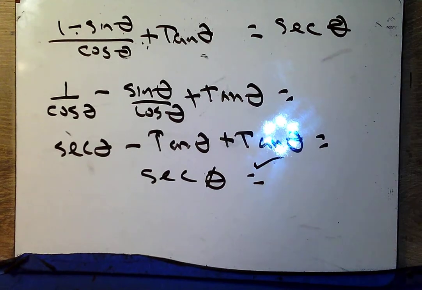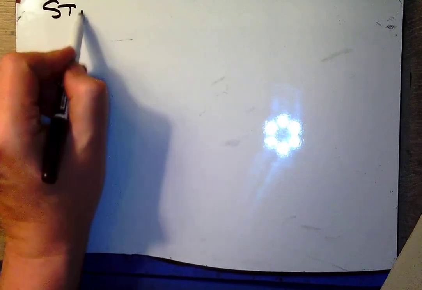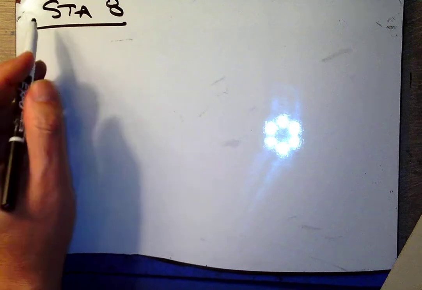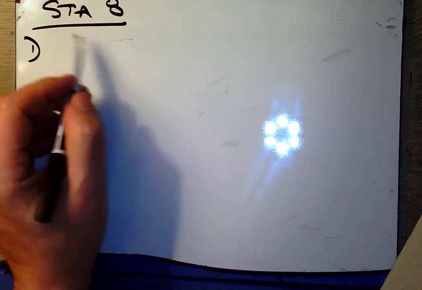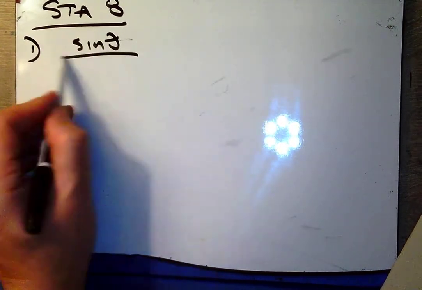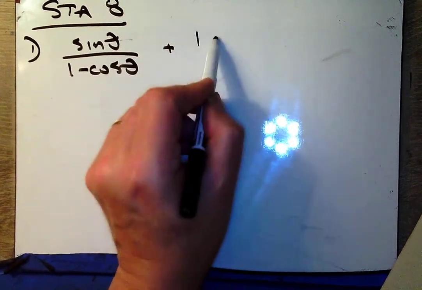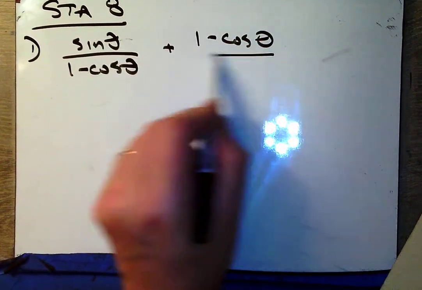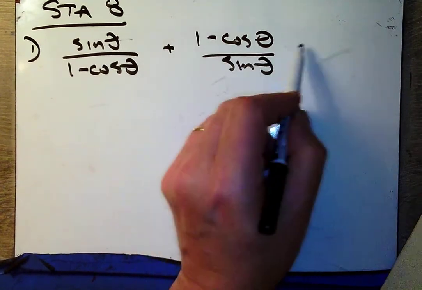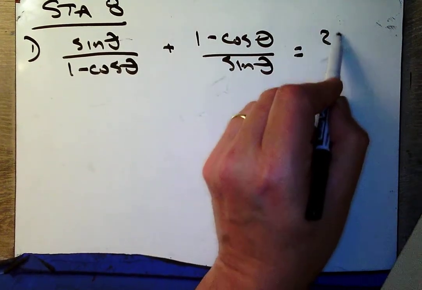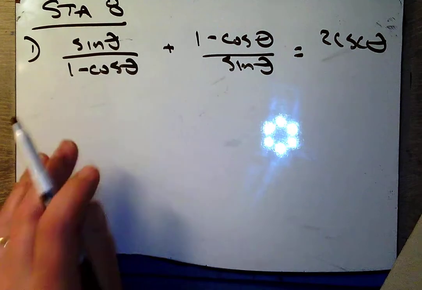Good. So we see lots of different ways that we could get to our answer. Station 8. Some more verifying problems on it. Number 1, sine theta over 1 minus cosine theta plus 1 minus cosine theta over sine theta. And somehow we're supposed to turn that into 2 cosecant theta.